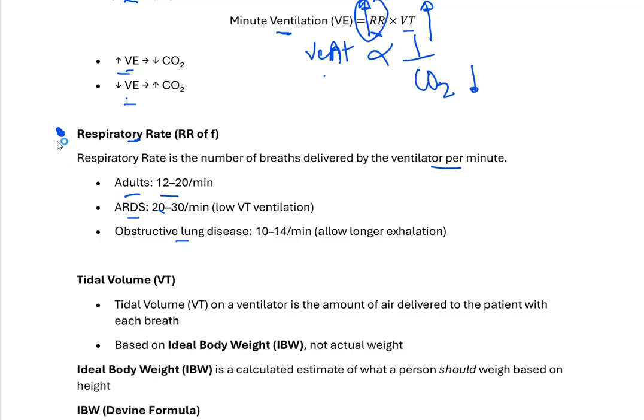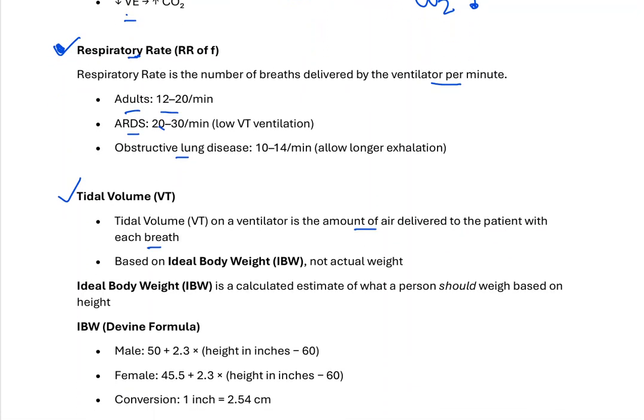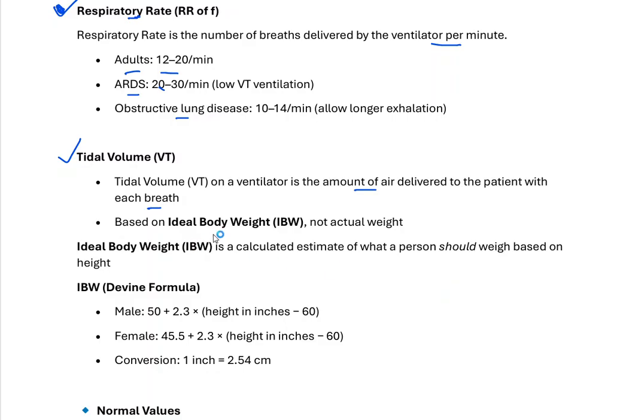So moving on, we talked about respiratory rate. The next part that helps with ventilation is tidal volume. So tidal volume on the ventilator is the amount of air delivered to the patient with each breath. And it's important to mention that this tidal volume is based on ideal body weight, not the actual weight of the patient.